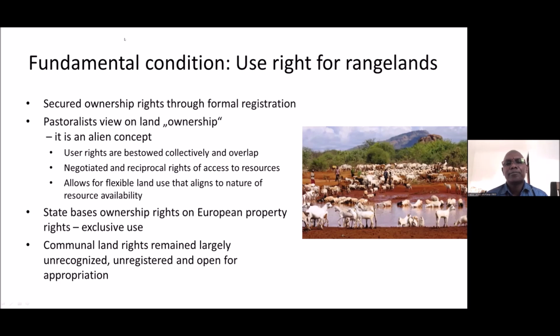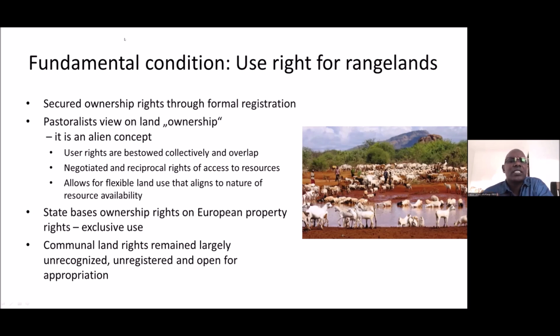And these user rights involve the practice of negotiated and reciprocal rights of access to resources, particularly pasture and water. And also the user rights can overlap, which means, for example, within a given land, it can include other land uses like crop farming, conservation areas, public spaces, for example, for settlements.